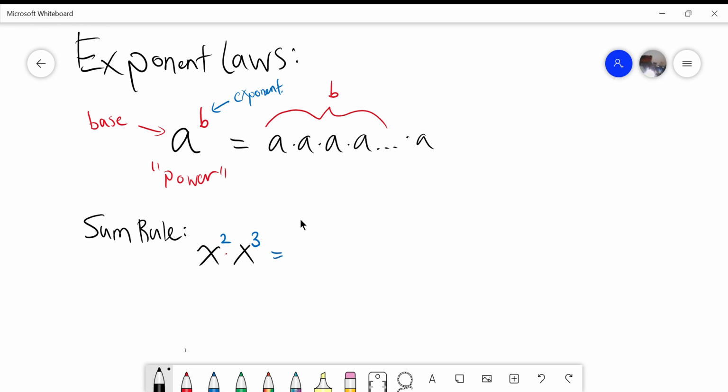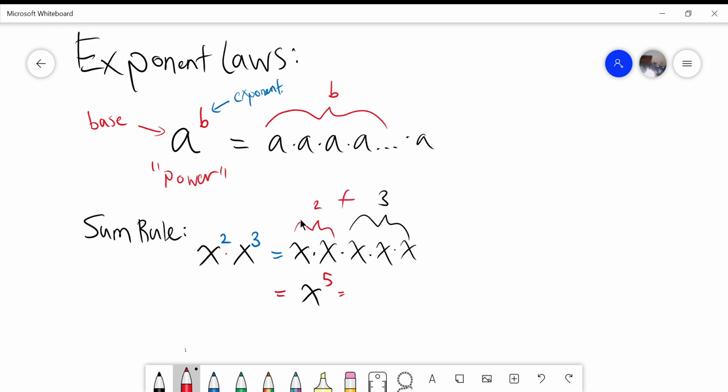Well, what we could do is we're going to expand this entire thing out. So this is 2 and this is 3. Okay. Now, what do we do here? Well, now we can clearly see that this is x multiplied by itself 5 times, so therefore this is x to the 5. In other words, 2 plus 3.